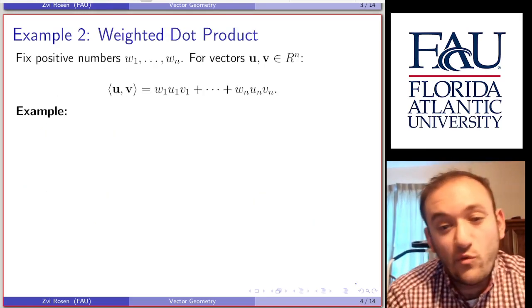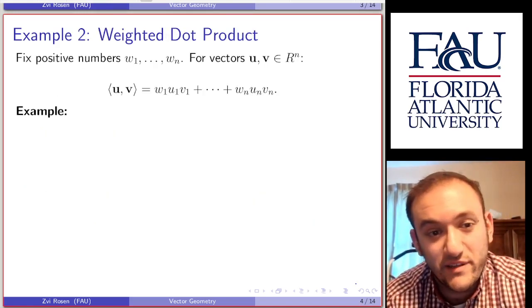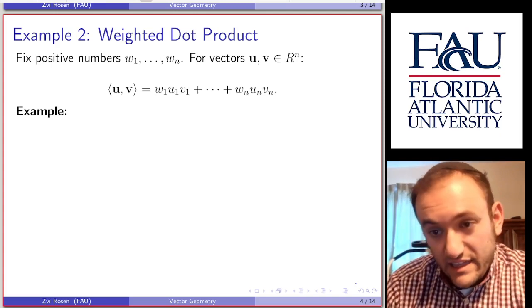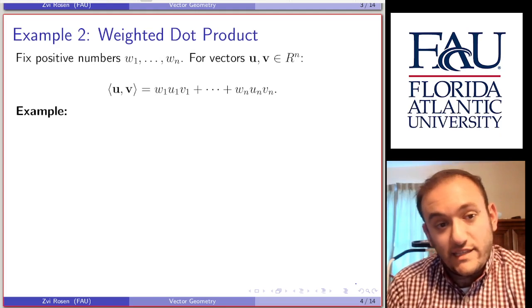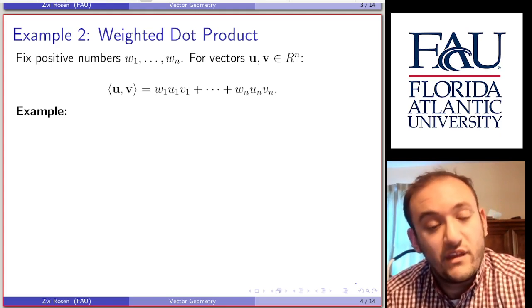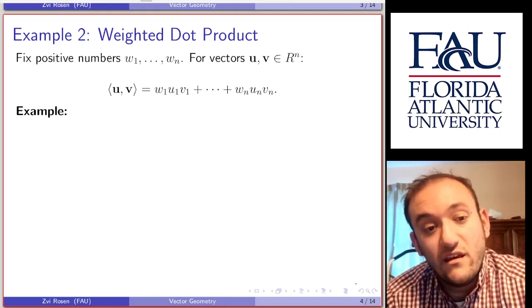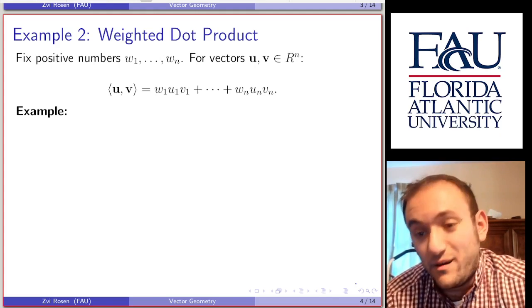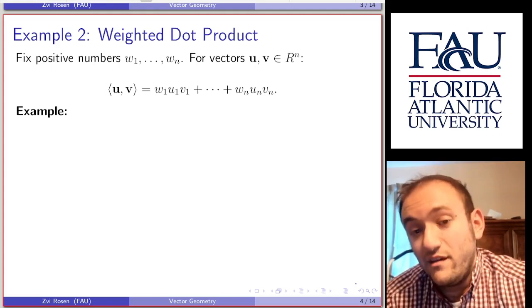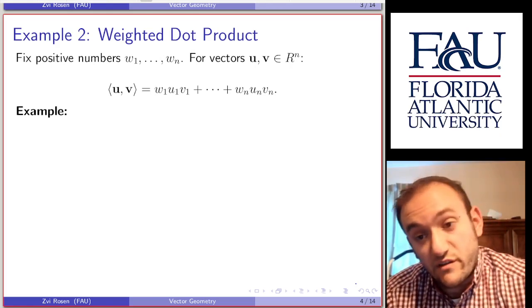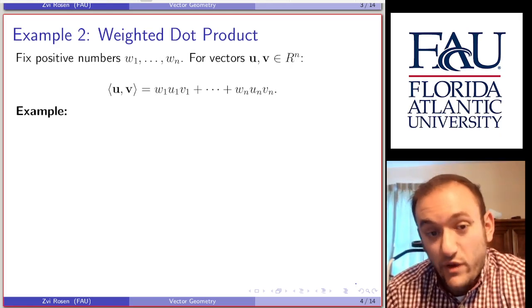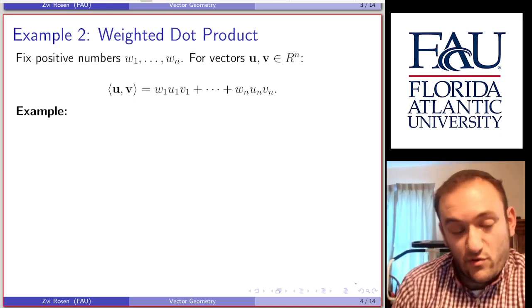Now let's consider a weighted dot product, and this is a little bit different. It looks a lot like a dot product, but what's added is these new positive numbers called weights, w1 through wn. For vectors u and v in Rn, we define the inner product to be w1, so the first weight times the product of the first coordinates, plus second weight times product of the second coordinates, etc., up to nth weight times the product of the nth coordinates.